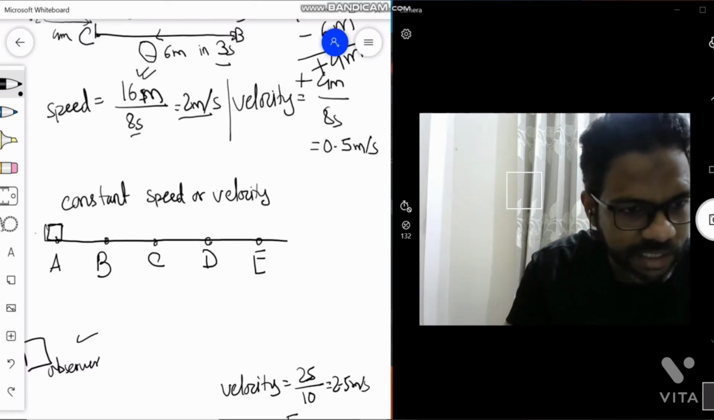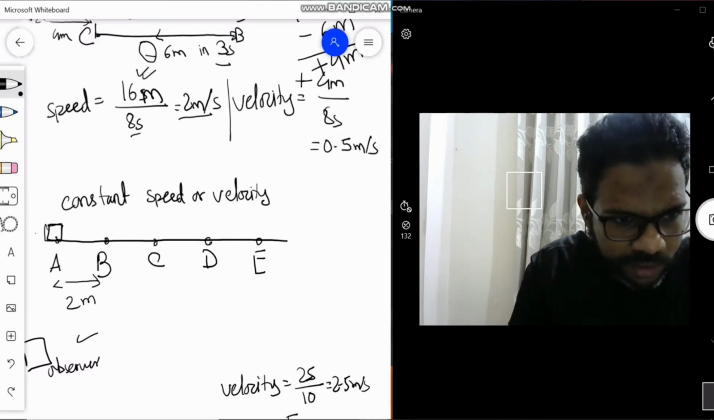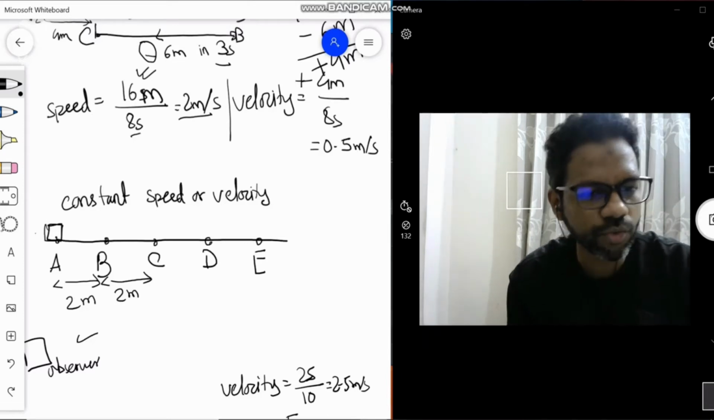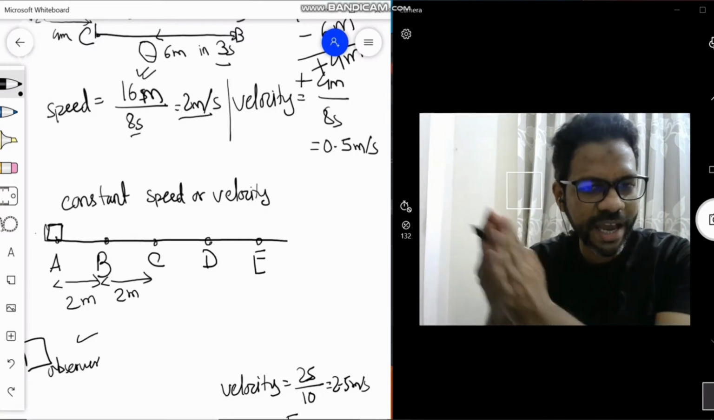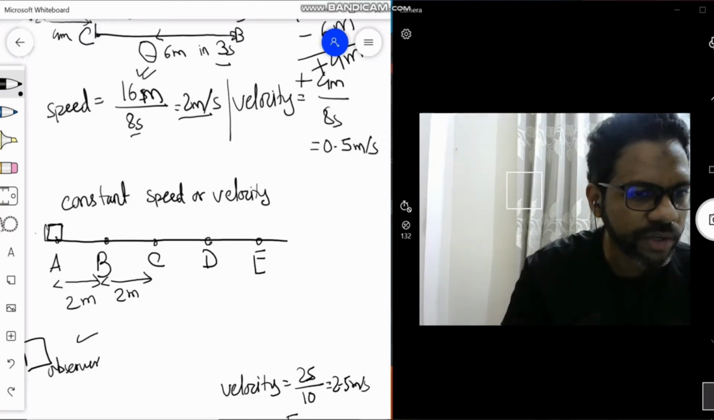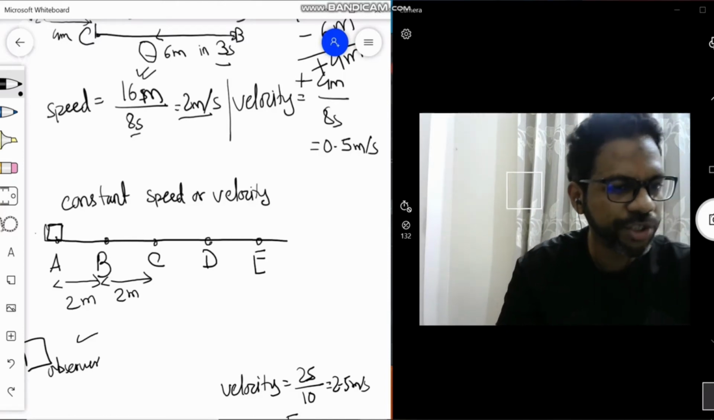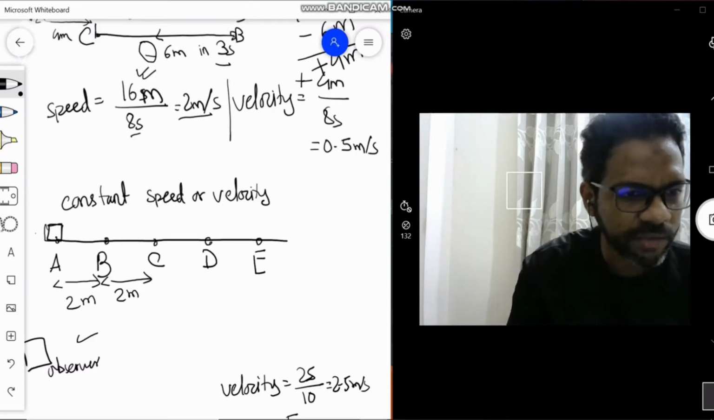A, B, C, D and E, these distances are equally marked. That is, if the distance from A to B is, say, 2 meters, then the distance from B to C is also seen to be 2 meters. The same goes for C to D and from D to E. That is, the distances from A to B, B to C, C to D and D to E are equally marked. They are equidistant from each other. And now the observer is watching how much time it takes for the object to move from A to B, then from B to C, then from C to D, and then from D to E.